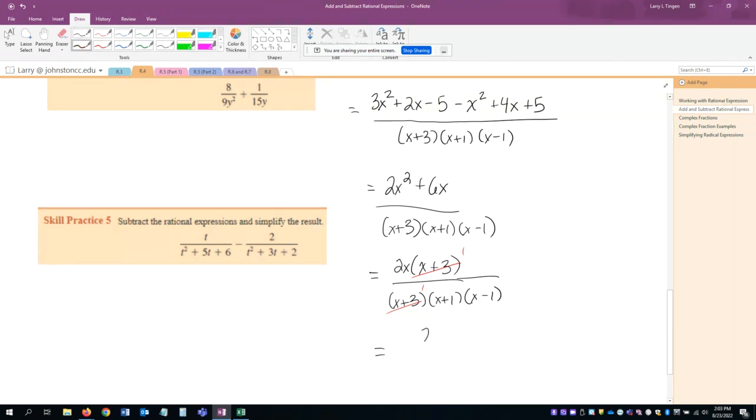So what do I have? I have 2x over x plus 1 times x minus 1. And I cannot do any more, right? There's nothing left in the numerator to be common with the denominator. I don't even have a binomial in the numerator at this point. Okay?